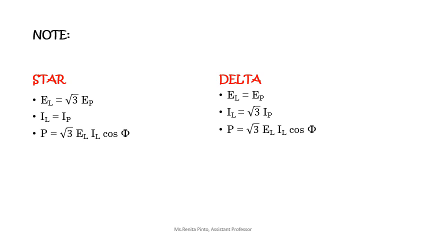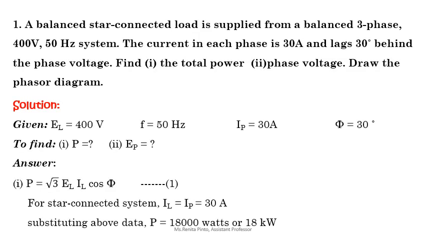For delta, what you need to do is delta will be exactly opposite to that of the star connection. So you can see here line voltage is equal to the phase voltage, line current is equal to root 3 IP. Power will remain the same for both the star and the delta. So P is equal to root 3 EL IL cos phi. So let us go to the first problem.